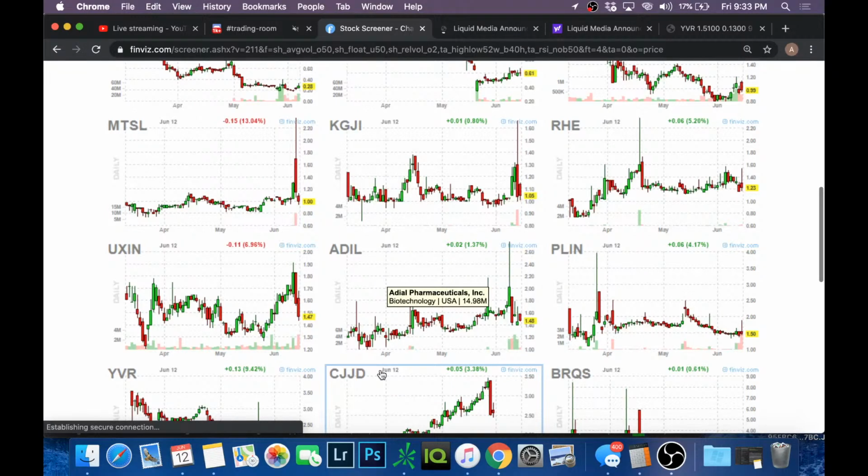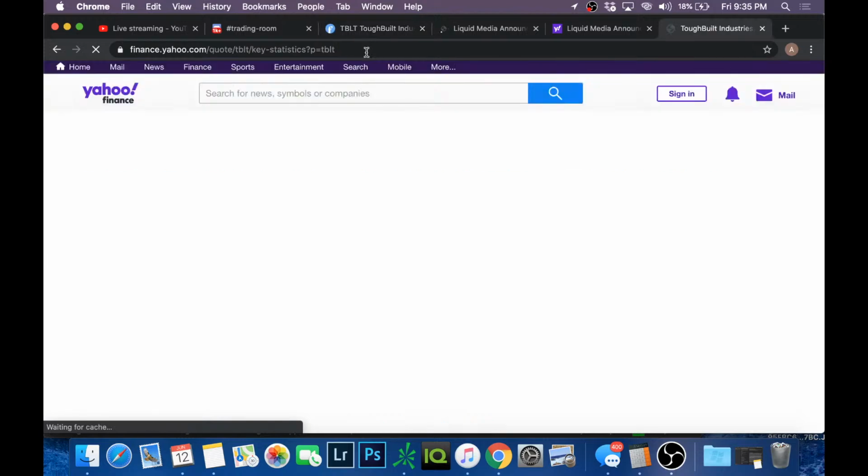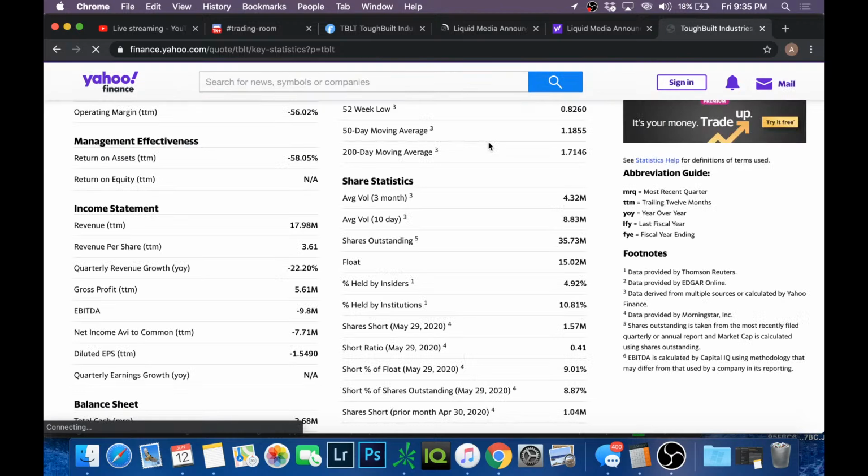So yeah, TBLT, for example, something that I'm watching, because it had an offering and it is a small float. I always like to double check on Yahoo. So yeah, on Yahoo I'm getting 15 mil. So that's what I'm going to use. But you can see here that it dropped down on an offering, and that offering price was $1. You could probably find the news here.